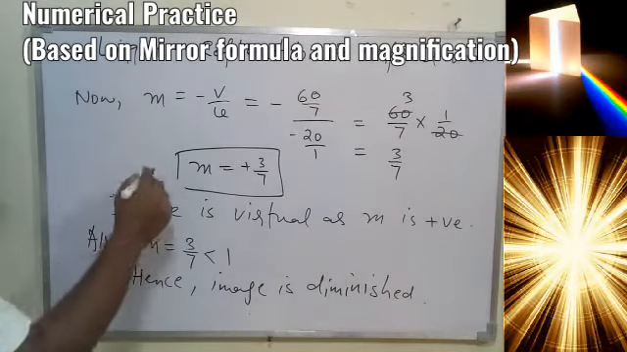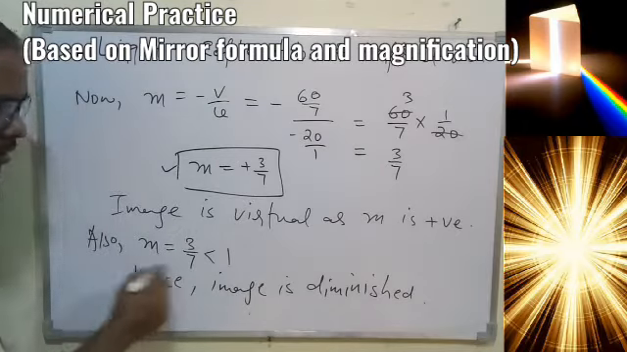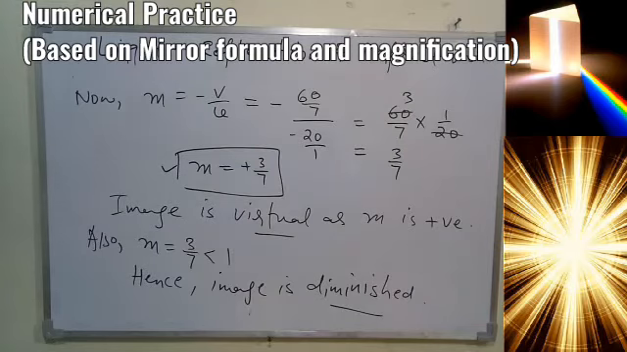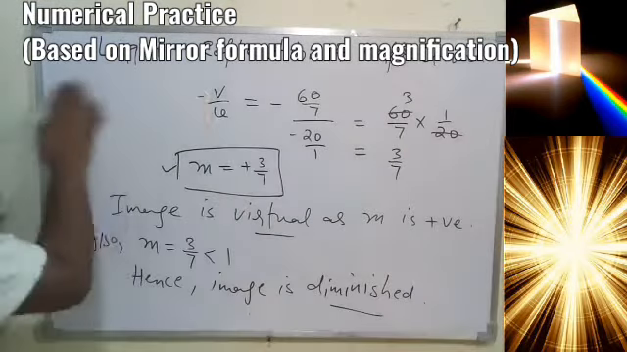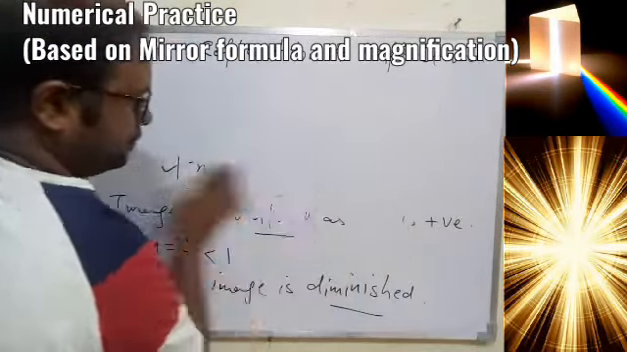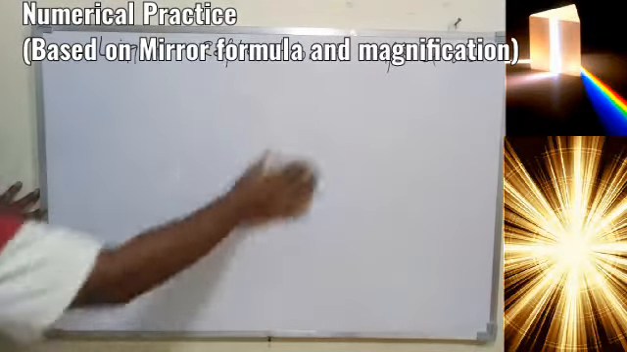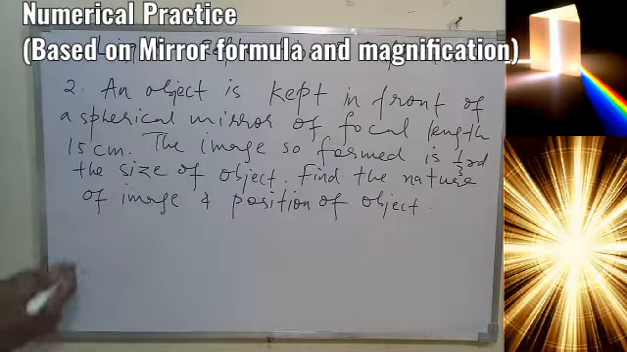So I hope you understood magnification, nature, and size of the image. That is how we have to just follow the sequence. Whatever things are given to us, utilize them and solve it. Now we have numerical second. So you can read out the statement.